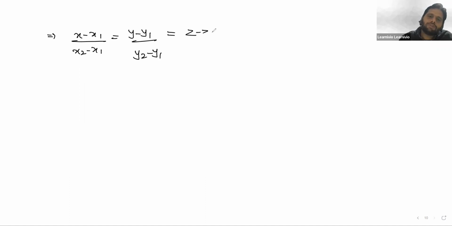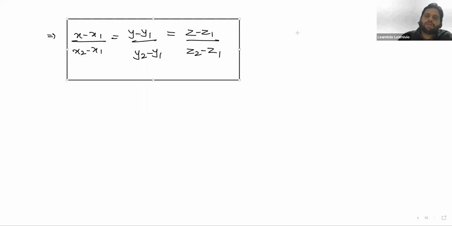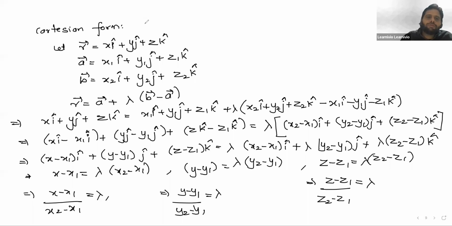So all these are equal to lambda. We can say that (x minus x1) by (x2 minus x1) is equal to (y minus y1) by (y2 minus y1) is equal to (z minus z1) by (z2 minus z1). So this is your final equation. This is the Cartesian form. Note this down. If anyone has a doubt, please let me know.